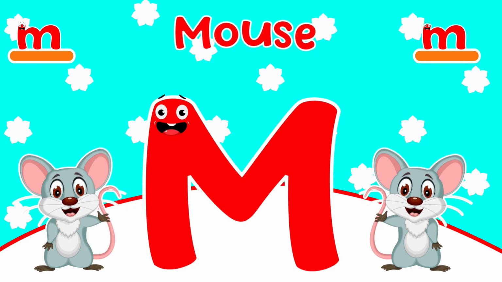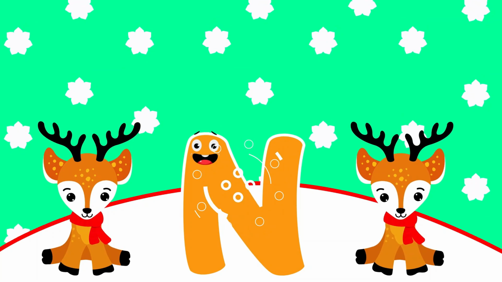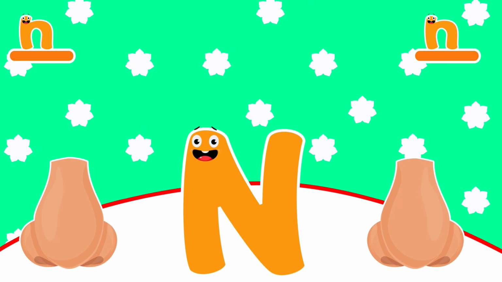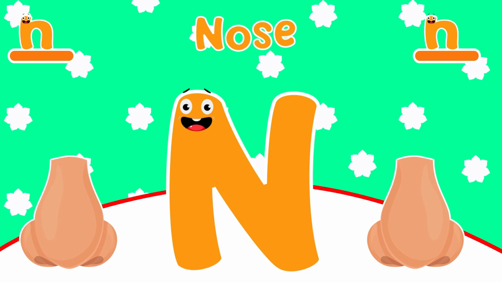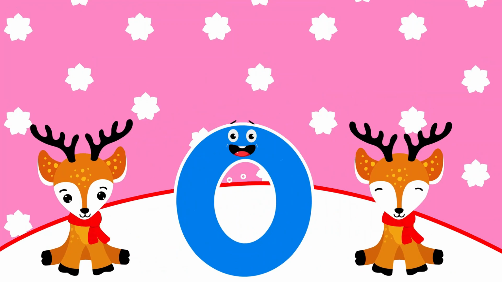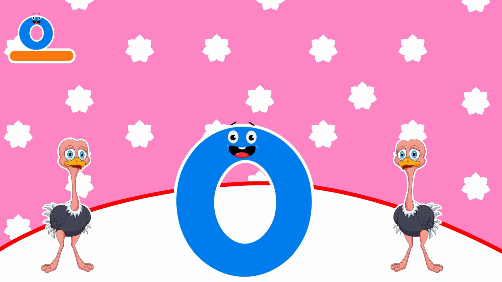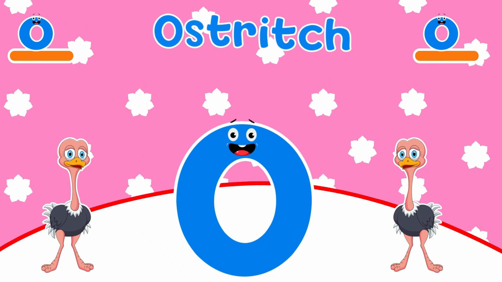M, mouse. N is for newt. N, n, newt. N, newt. O is for ostrich. O, o, ostrich.